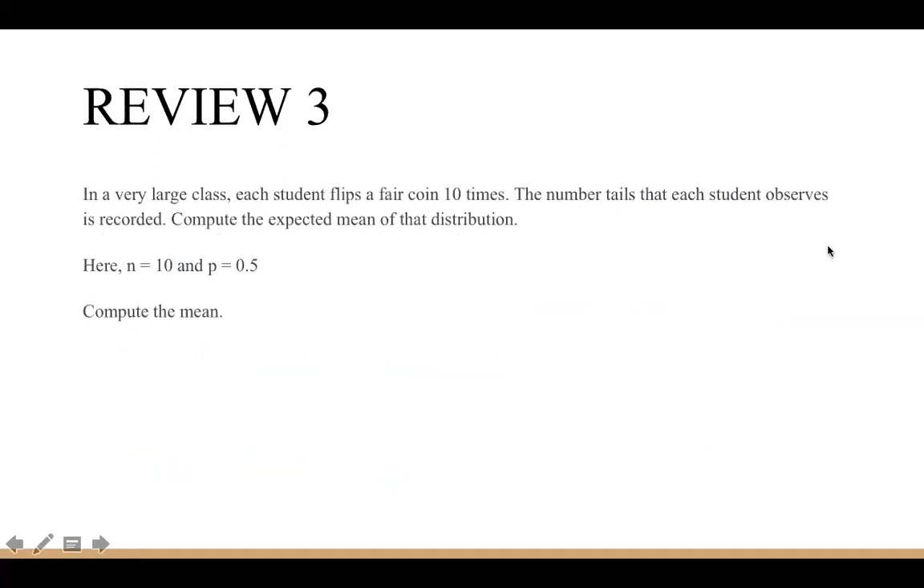Okay, so here's the last review question for lesson 7. In a very large class, each student flips a fair coin 10 times. The number of tails that each student observes is recorded. Compute the expected mean of that distribution.